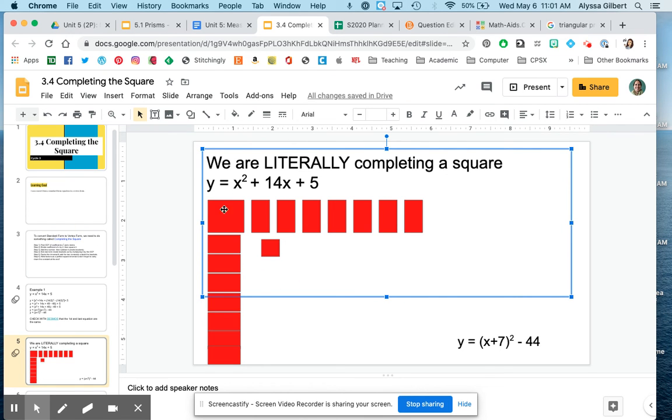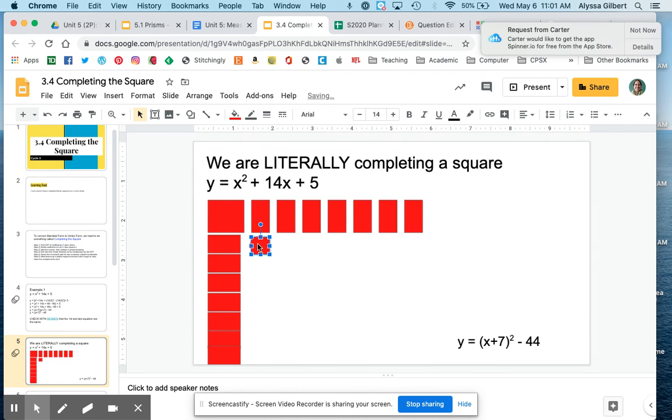So I have one x squared tile. I have 14 of my x tiles. And now I need 5 of my single tiles, which are these little squares. So 5. So copy. 2, 3, 4, 5. And let's just put this wherever. Doesn't matter. Okay, okay.